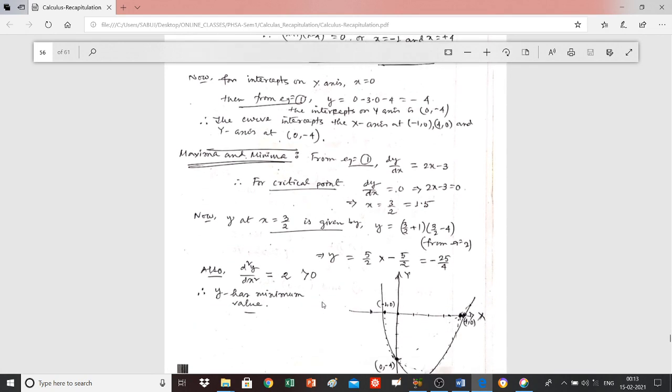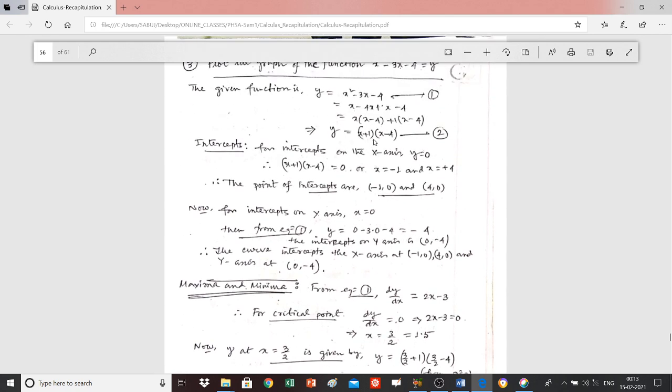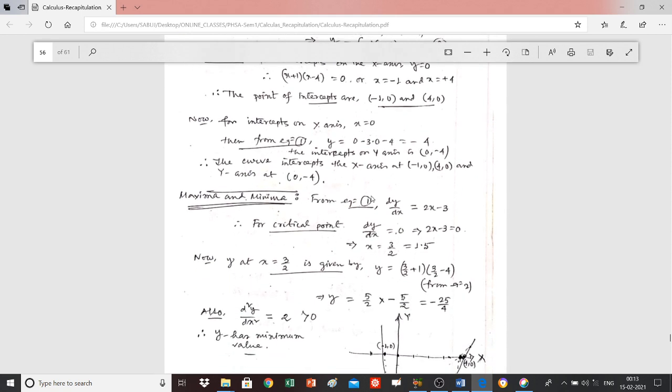Or you can use this factorization term also, y is equal to x plus 1 into x minus 3. So doing that, you obtain y is equal to minus 25 by 4. Also d2y by dx square, just differentiate this, d2y by dx square is equal to 2, that is greater than 0. So y has a minimum value at x equal to 3 by 2. Since d2y by dx square is equal to 2, that is greater than 0, y has minimum value.